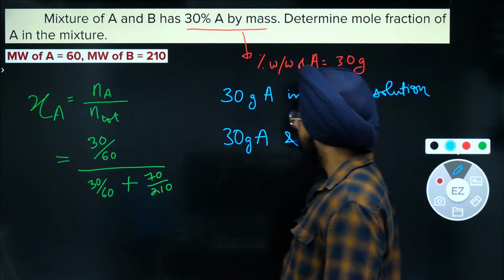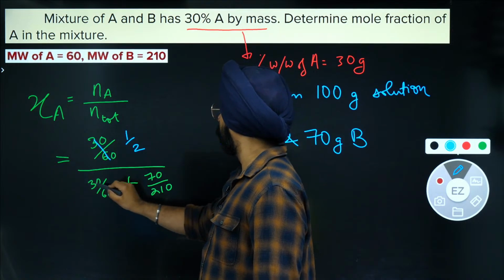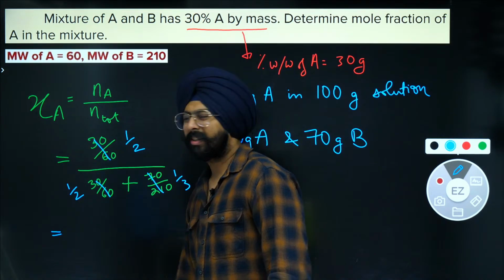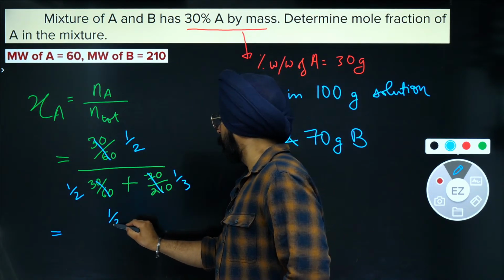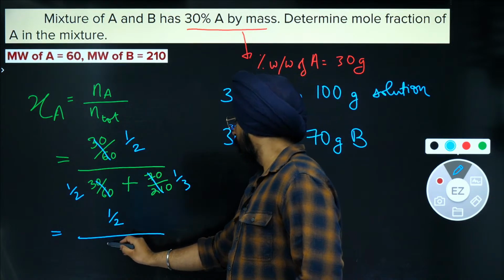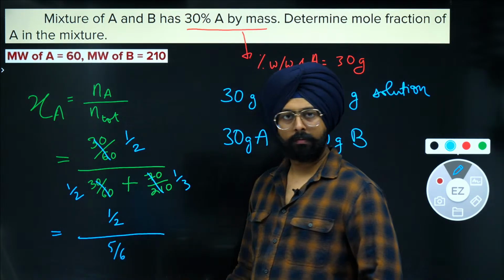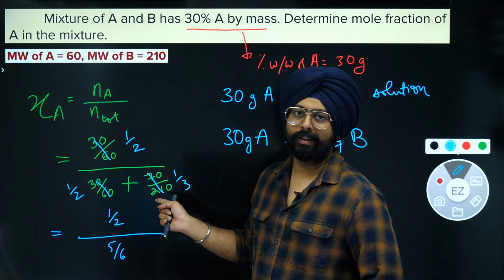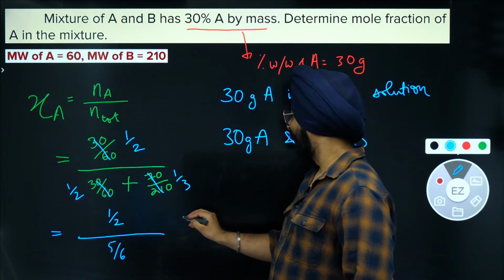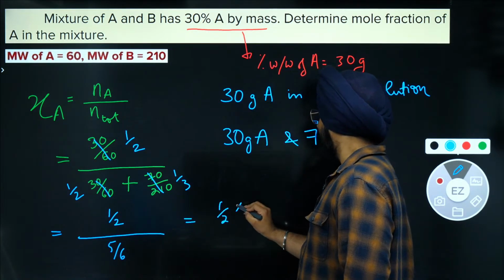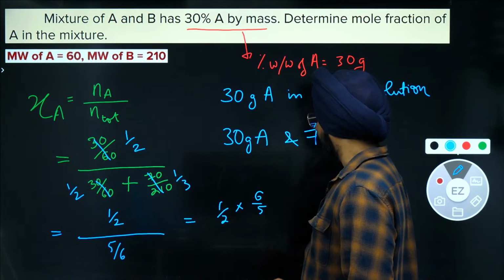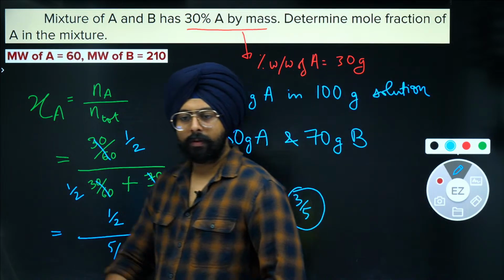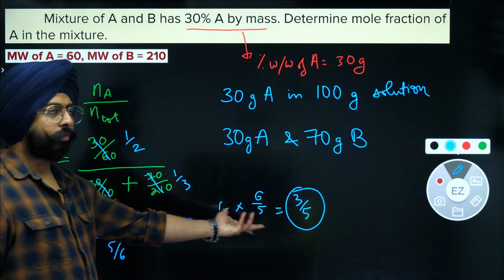कर ही लोगे ये तो आप लोग. So this is 1 by 2, plus 1 by 3. How much does it come out to be? 1 by 2 divided by 5 by 6. Right? I hope you know how to add 1 by 2 and 1 by 3 together. This is equal to 1 by 2 into 6 by 5, which is 3 by 5. Perfect, हो गया. Mole fraction, beautiful fraction.